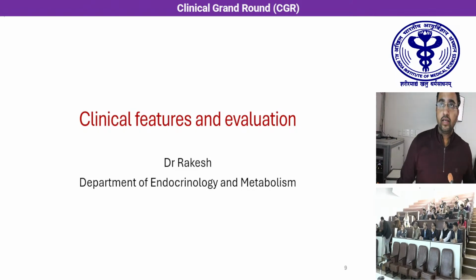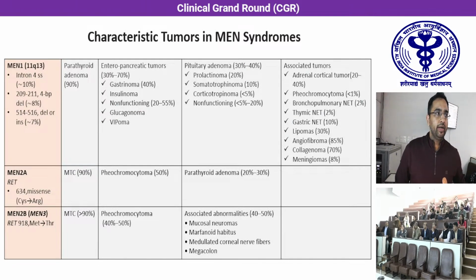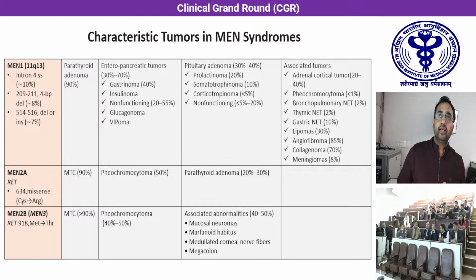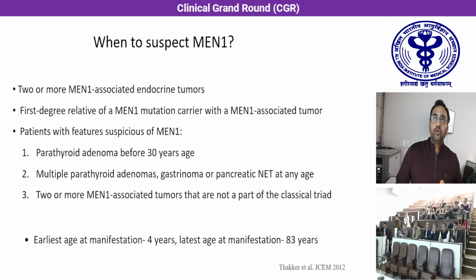Good afternoon all. As already discussed regarding various components related to MEN syndrome, briefly summarizing, MEN 1 majorly consists of parathyroid adenoma, enteropancreatic tumors and pituitary adenoma and various other associated tumors. MEN 2 majorly involves medullary thyroid carcinoma, pheochromocytoma and parathyroid adenoma. And MEN 2B, which is also known as MEN 3, involves medullary thyroid carcinoma, pheochromocytoma and various clinical phenotypes associated with MEN 3.